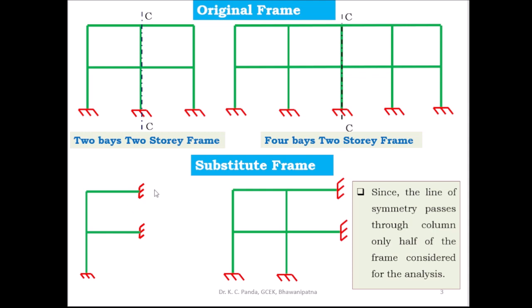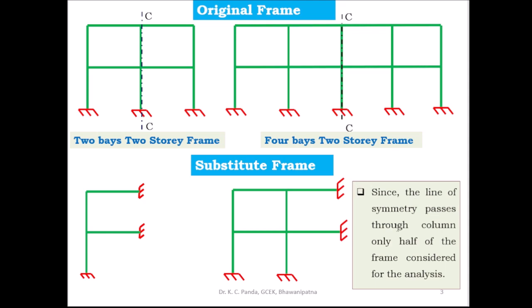Then for the other half, you put the value you got from this half, but with the opposite sign. The 4 bays and 2-story frame also you can substitute like this, where the axis passes through this column, and that joint you have to treat as a fixed end. Then you have to solve this substituted frame, and for the other half you can put the same value you get from the substituted frame but in opposite sign.